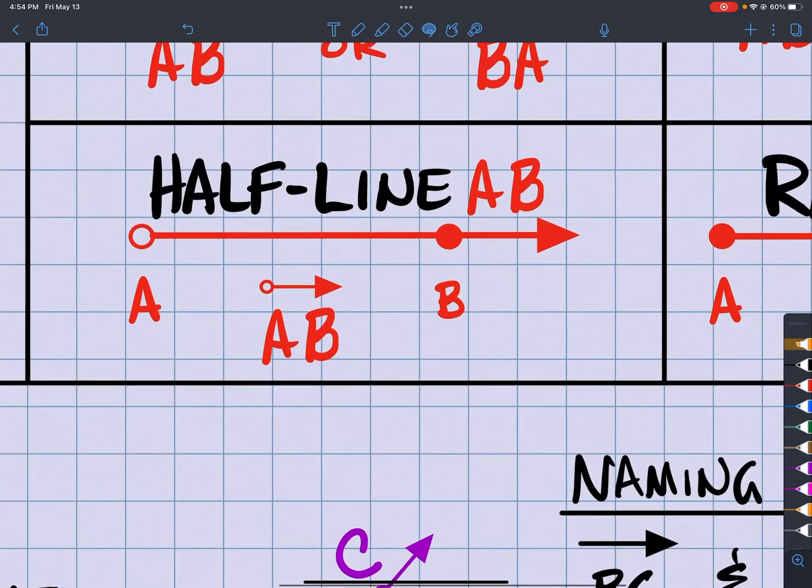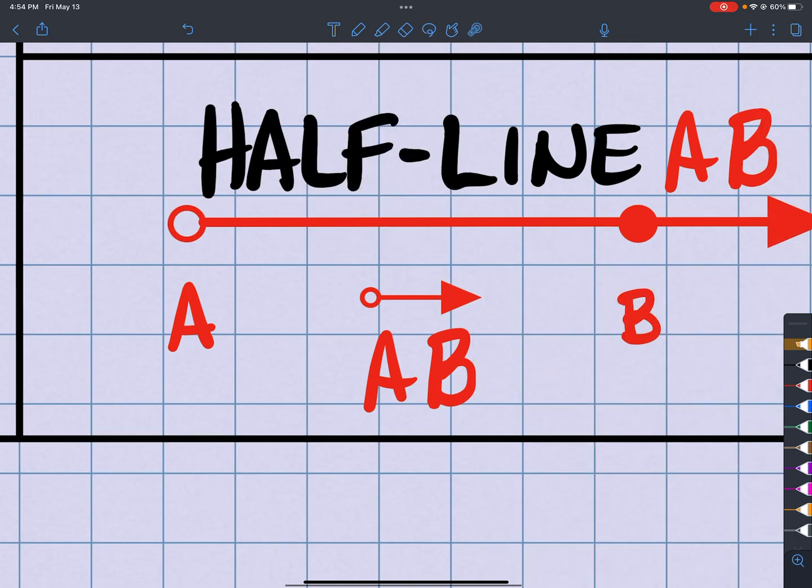Well, there's a half line, but if you notice that there is an open circle here, so it's only a half line, but this order actually matters. It has to go from A to B because after B it continues on. So that's why it has to be in that order. If you say BA, then it's assuming that that arrow should be on this side, which it isn't.